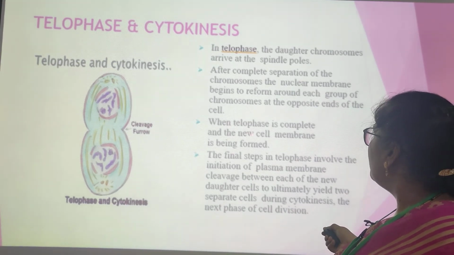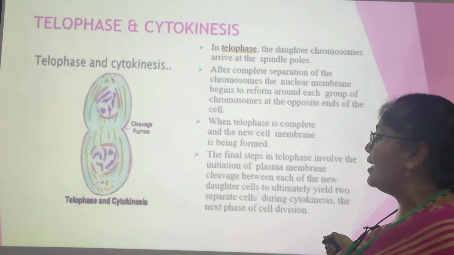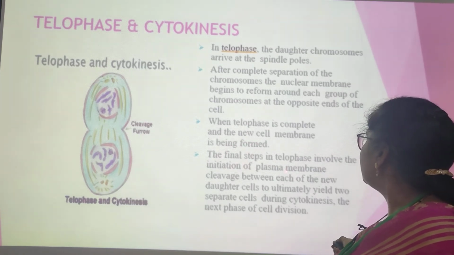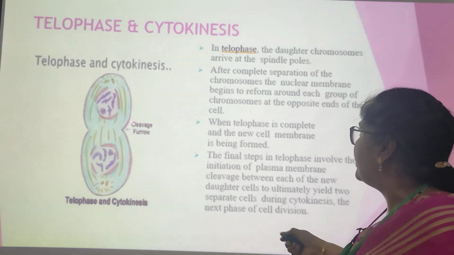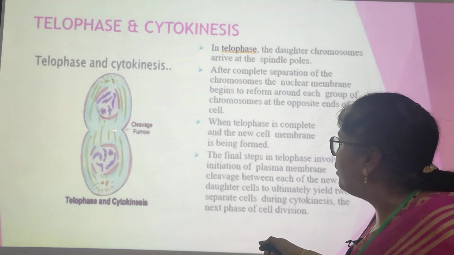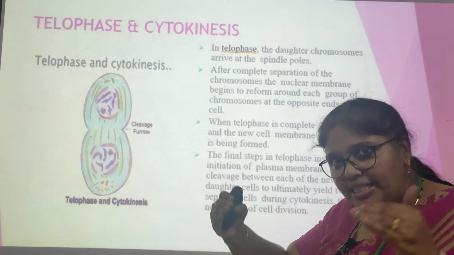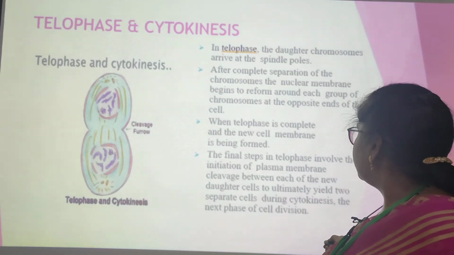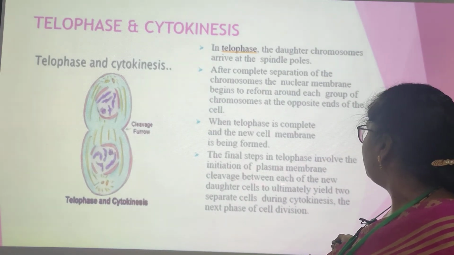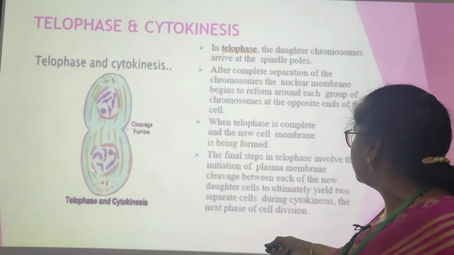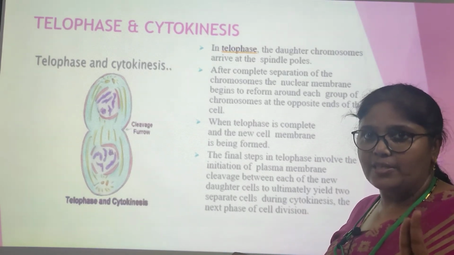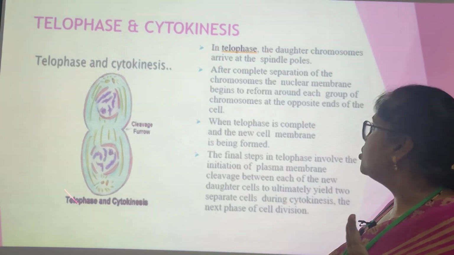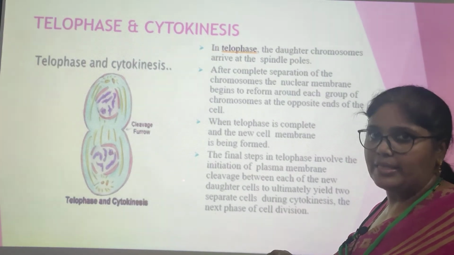Okay, so when telophase is complete, the new cell membrane is being formed. The final step of telophase involves the initiation of plasma membrane cleavage. You can see the cleavage furrow here. They start invaginating inside, with plasma membrane cleavage between each of the new daughter cells, to ultimately yield two separate cells. Is it clear? So with this we come to the end of cytokinesis.